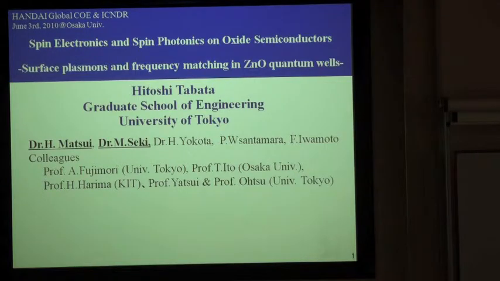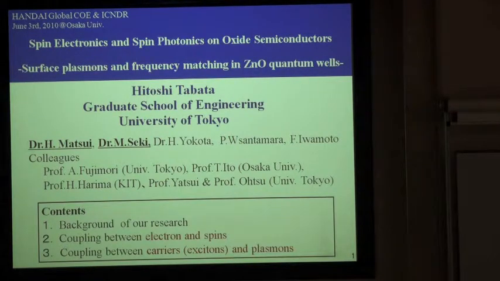Okay. So here I'd like to show you the contents of my talk. First of all, I'd like to briefly introduce what we're interested in, the background of our research. And then I'd like to discuss the coupling characters of the electron spin, so-called spin electronics. And finally, I'm going to the discussion of coupling between the carriers, excitons, and plasmons.